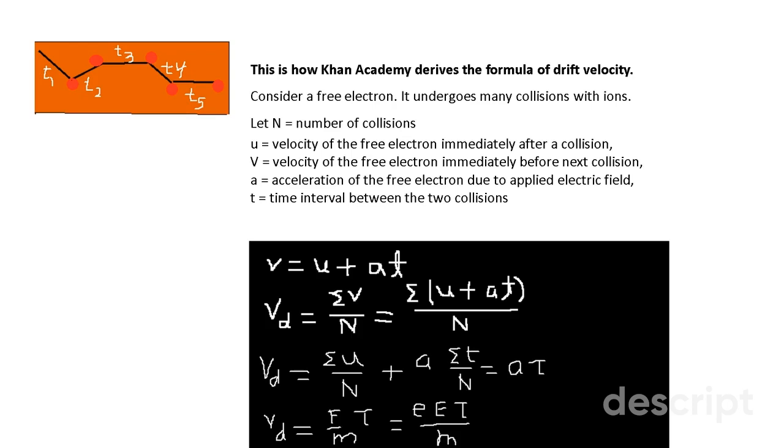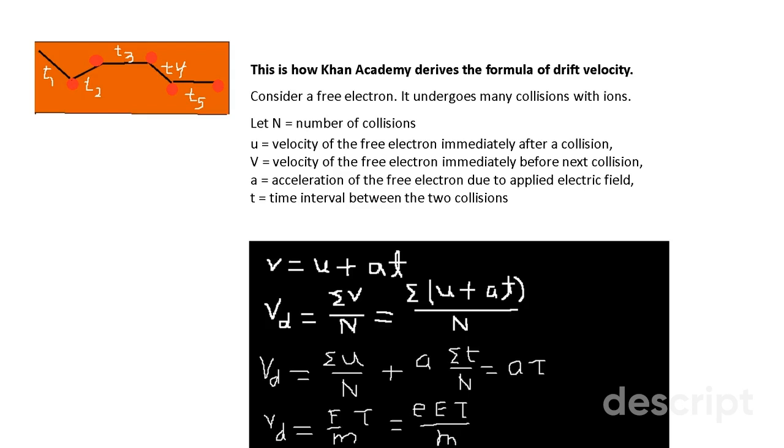of t. The average of u is 0 because the velocity of a free electron becomes completely random immediately after a collision. And we are calling the average of t as tau, which is the relaxation time. Therefore, drift velocity equals 0 plus a into tau, that is a into tau.